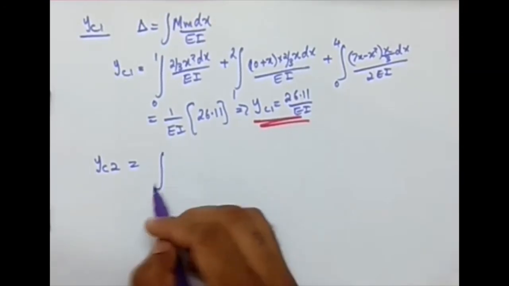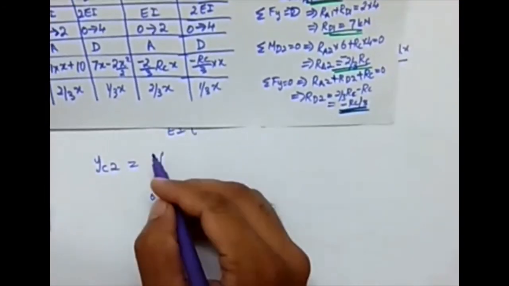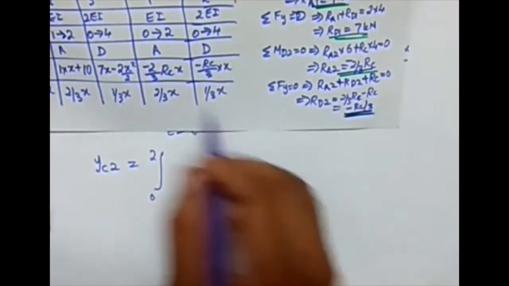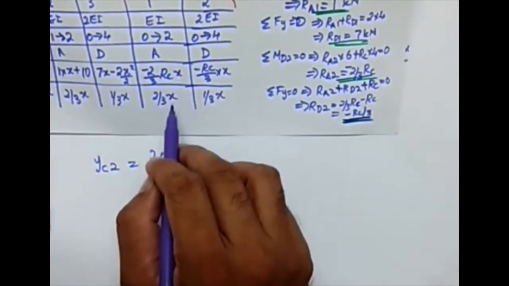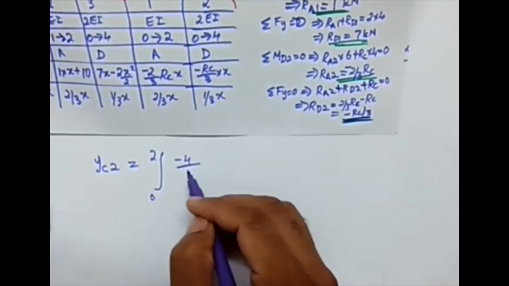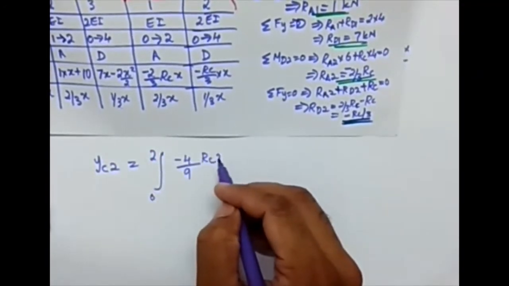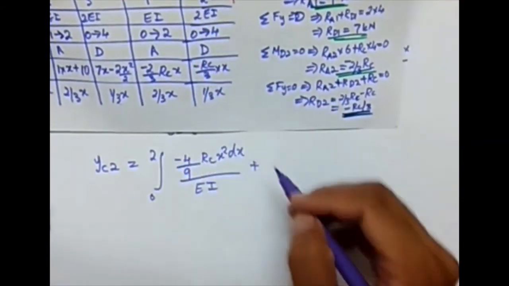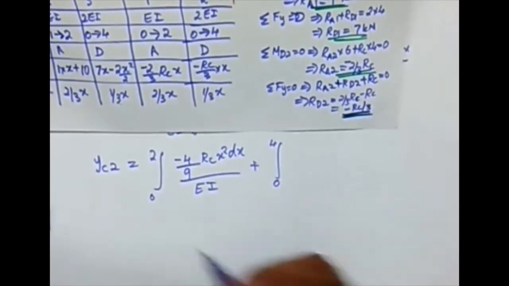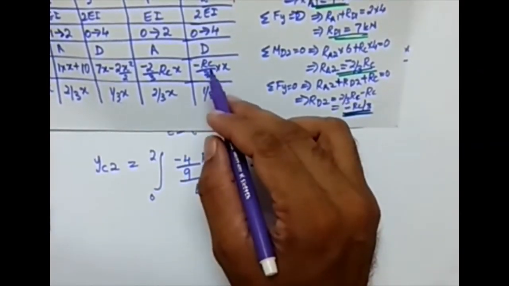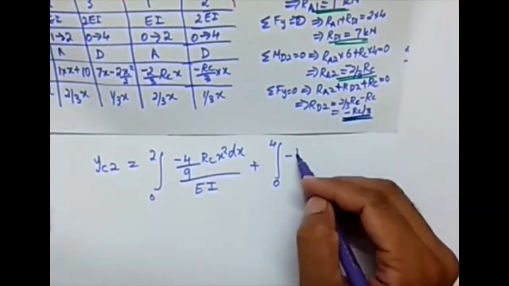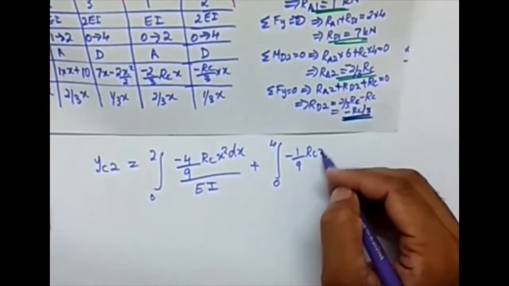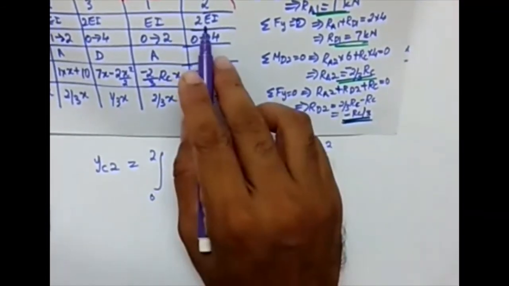Okay, so segment 1, 0 to 2 is the limit. The value is EI. Okay, we can do that. Now capital M times small m, so minus 2 by 3 times 2 by 3 Rc x square. So it is basically minus 4 by 9 Rc x square dx by EI, plus the second, 0 to 4, and whatever the expression Rc by 3x, so it's going to be 1 by 3 times 1 by 3, that is 1 by 9 Rc x square by 2 EI.